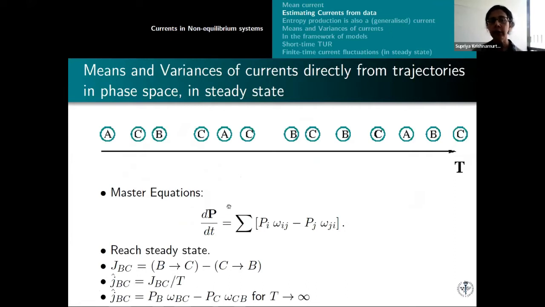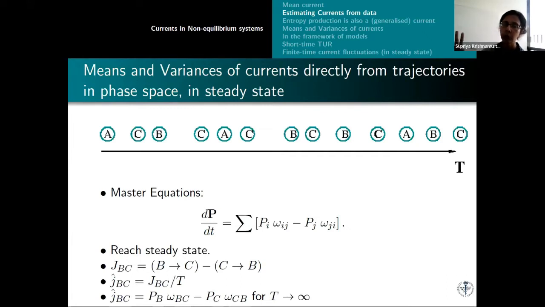Suppose I want to talk about not just means, but also variances and so on. I can do it very simply like this. I have a system, a bit simpler than our little chlamydomonas, that has only three states. It can take A, C, B, and then I get a time trajectory. An experimentalist gives me this time trajectory, and I know that it's described by a master equation.